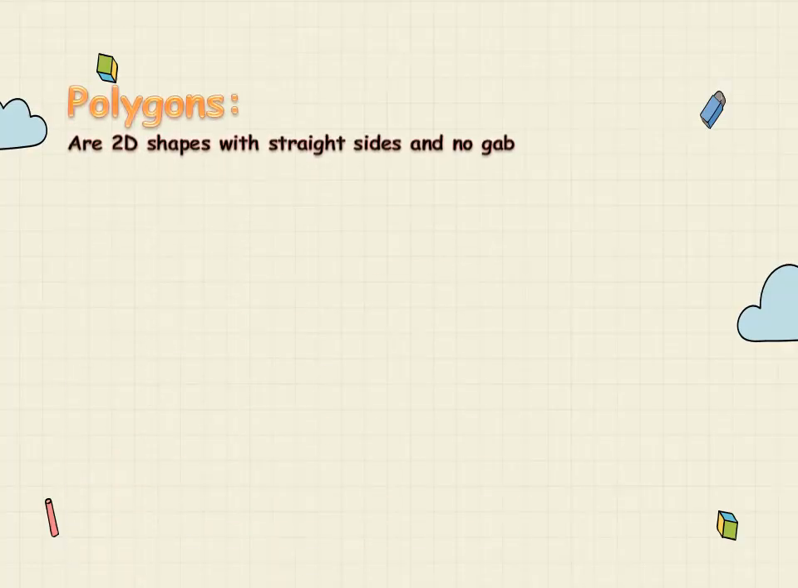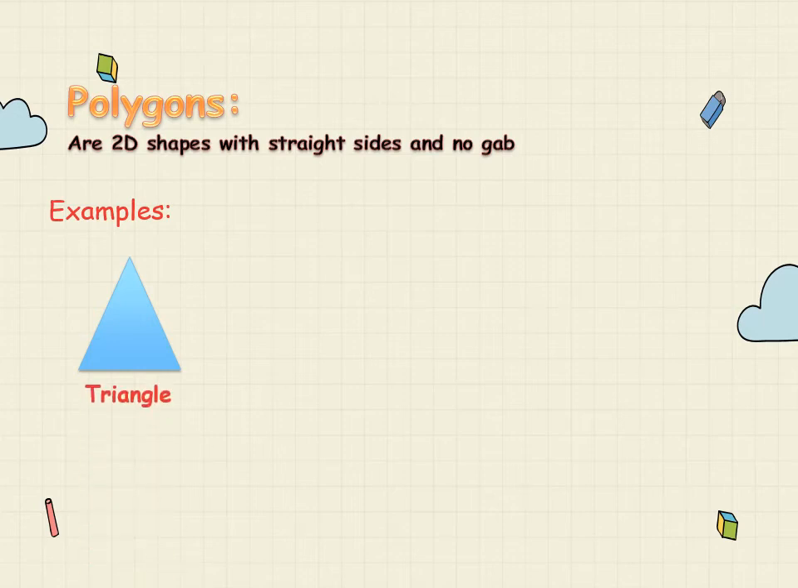Next lesson, the polygons. Do you remember the polygons? Polygons are two-dimensional shapes with straight sides and no gap. Like the triangle. Here we have straight sides with no gap. How many sides in the triangle? It has 3 sides and 3 vertices, and the vertex is the meeting point between each 2 sides. And don't forget, the number of sides always equals the number of vertices.